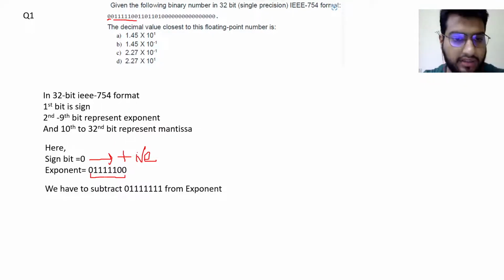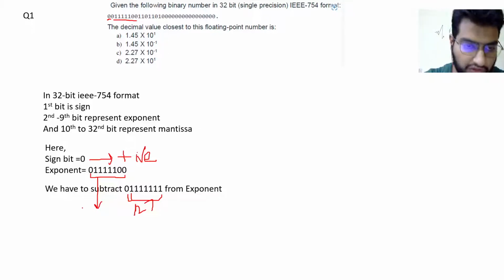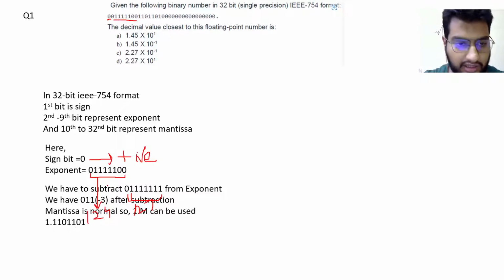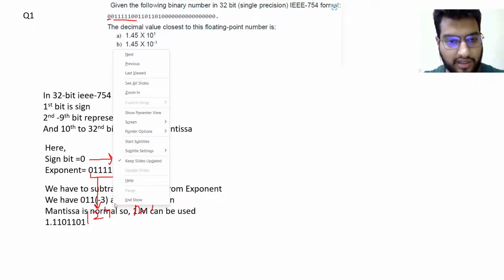So we have to subtract this number, that is 2 raised to the power 7 minus 1, that is 127, from the exponent. The exponent is this. If we convert this into decimal, like I showed you last time in this session, this is, if I'm not wrong, 124, and we have to subtract 127 from this 124, and the answer we get is this. We have this answer, 011, that is 3. This is negative.